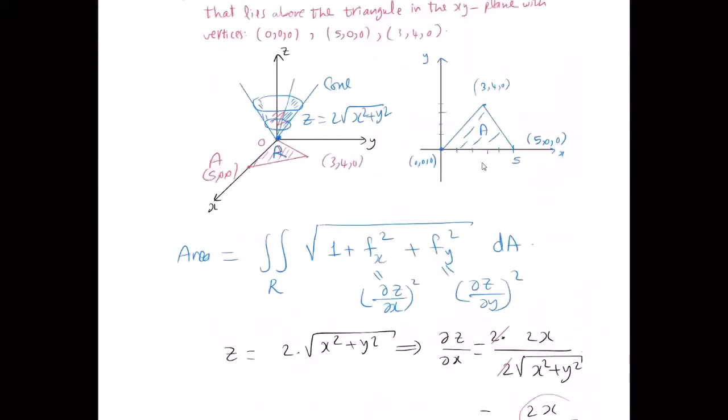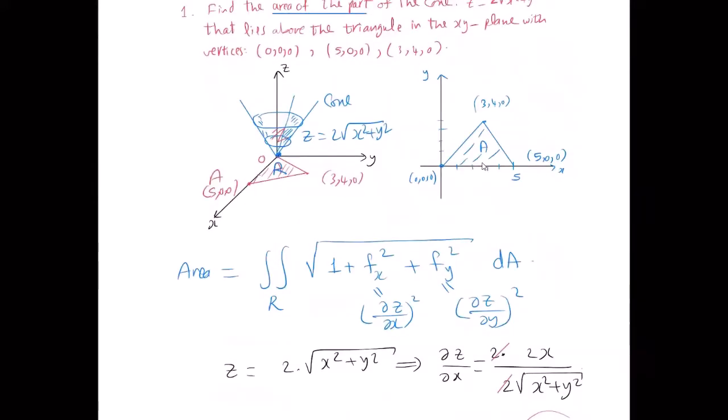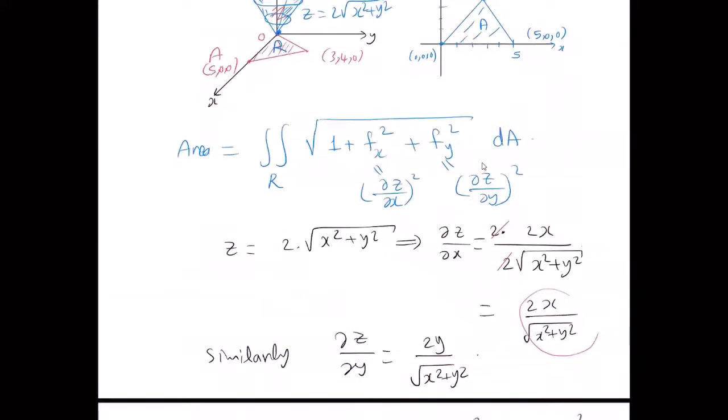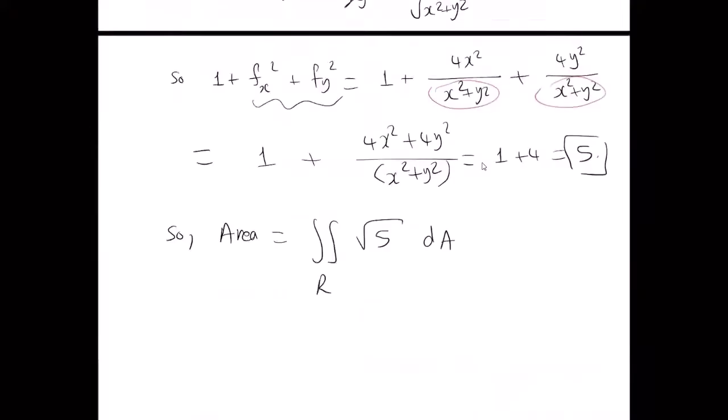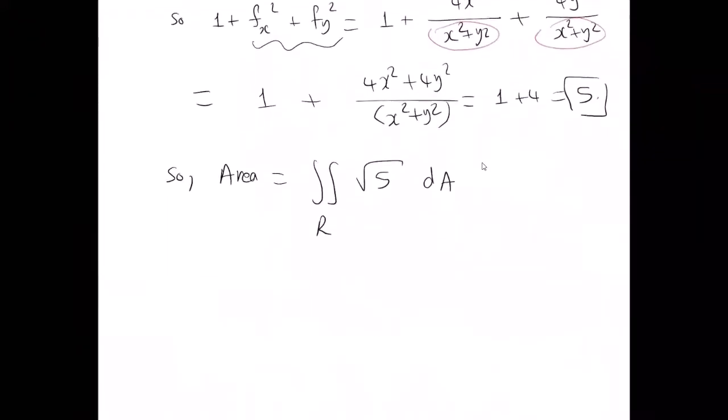What is R? R is this triangle. It is a triangle in the XY plane. You can draw it here in the XY direction only. This will be enough. Therefore, we get root 5 dA.